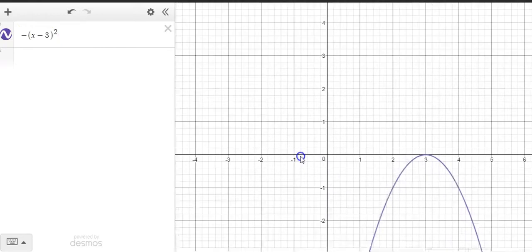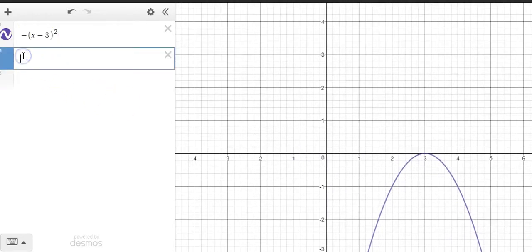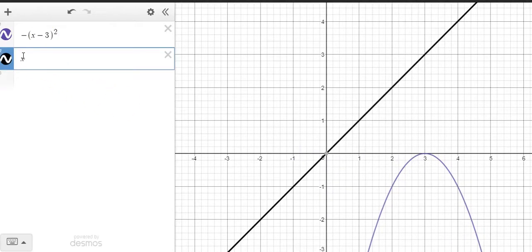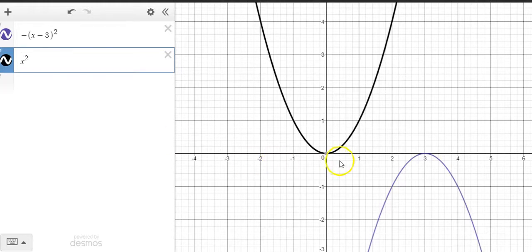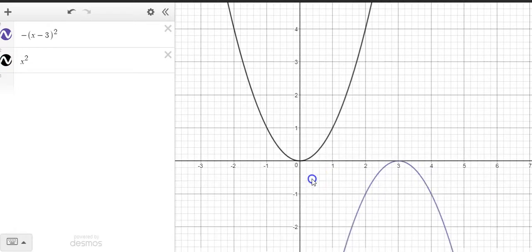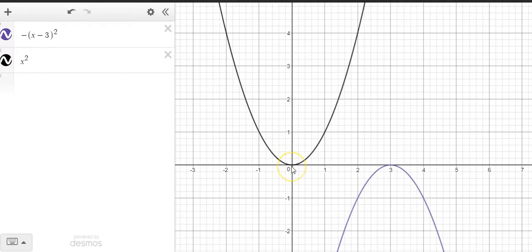This is where it gets a little more complicated. So I'll show you that when you're doing this, it is helpful to think of the table. So in the parent graph, when x equals 1, 1 squared, because x squared, is 1. So that's first point. 2 squared is 4. So that's second point. And then it is the same thing over here on the negative side.